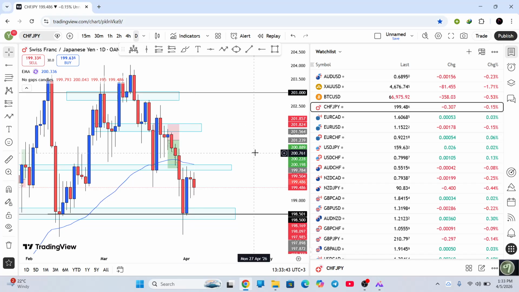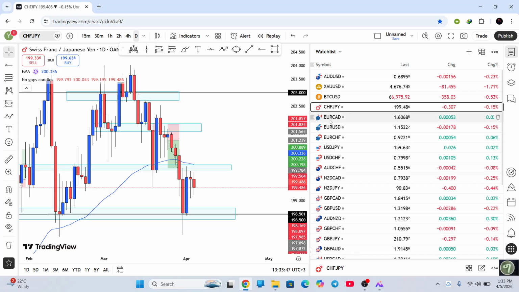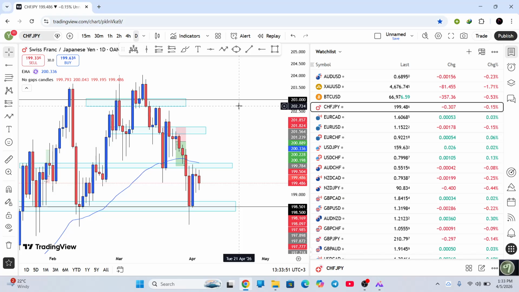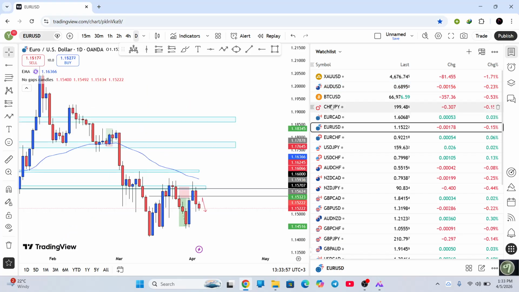Yes. Okay, let's do our prediction for Monday. Let's see which pair. What do we have? Which pair has the perfect one? Which pair is gonna give me my trade for Monday?